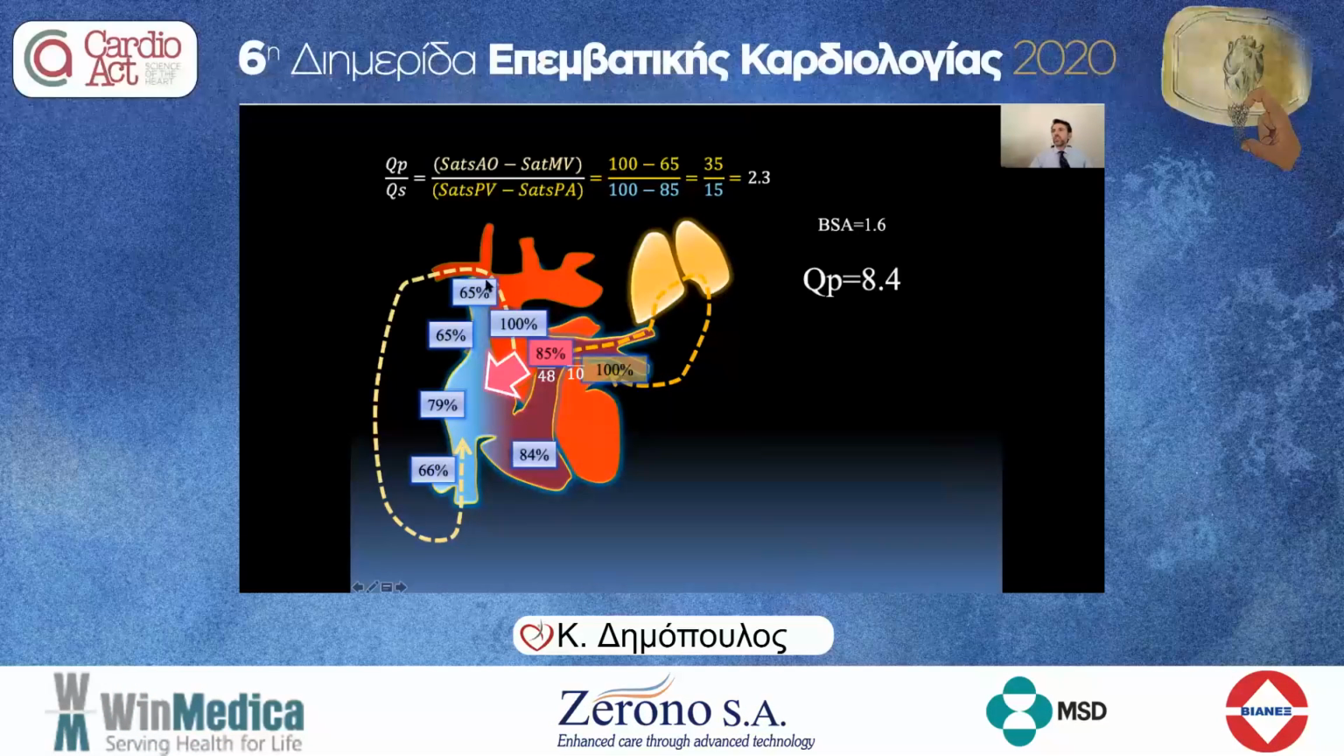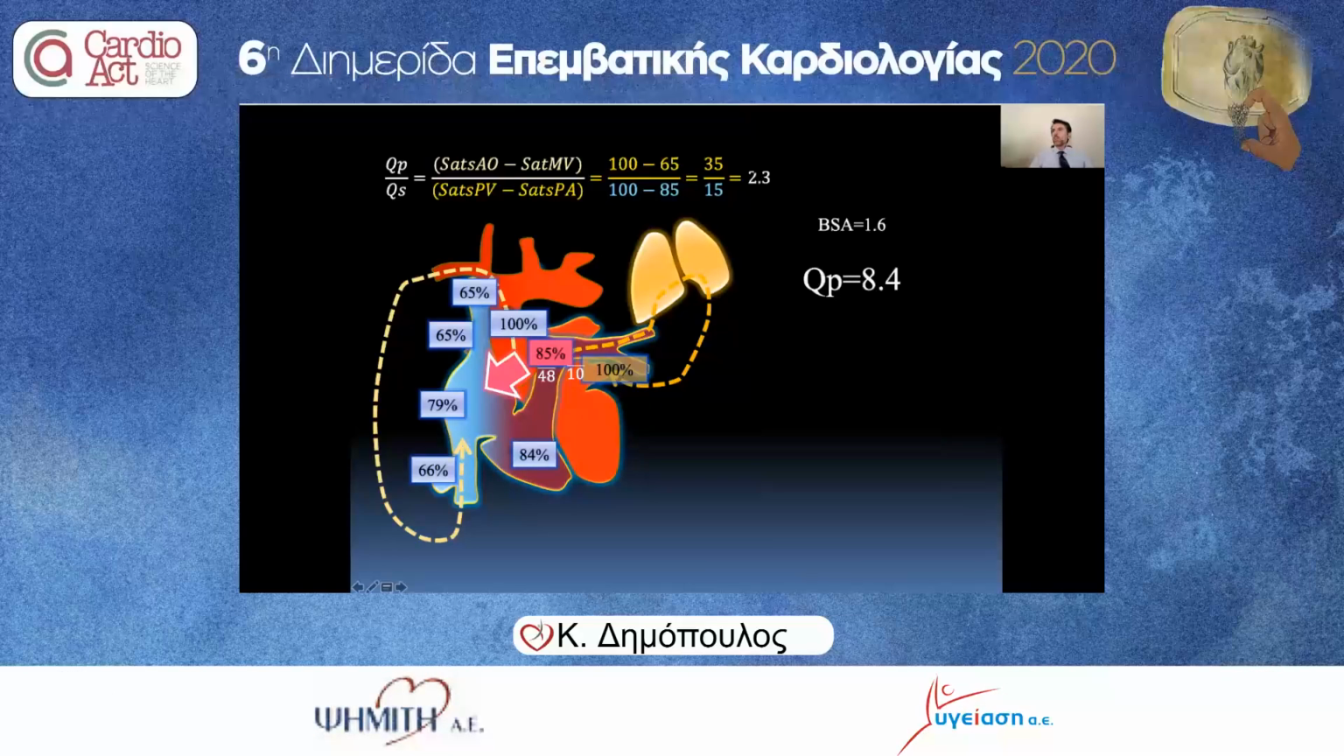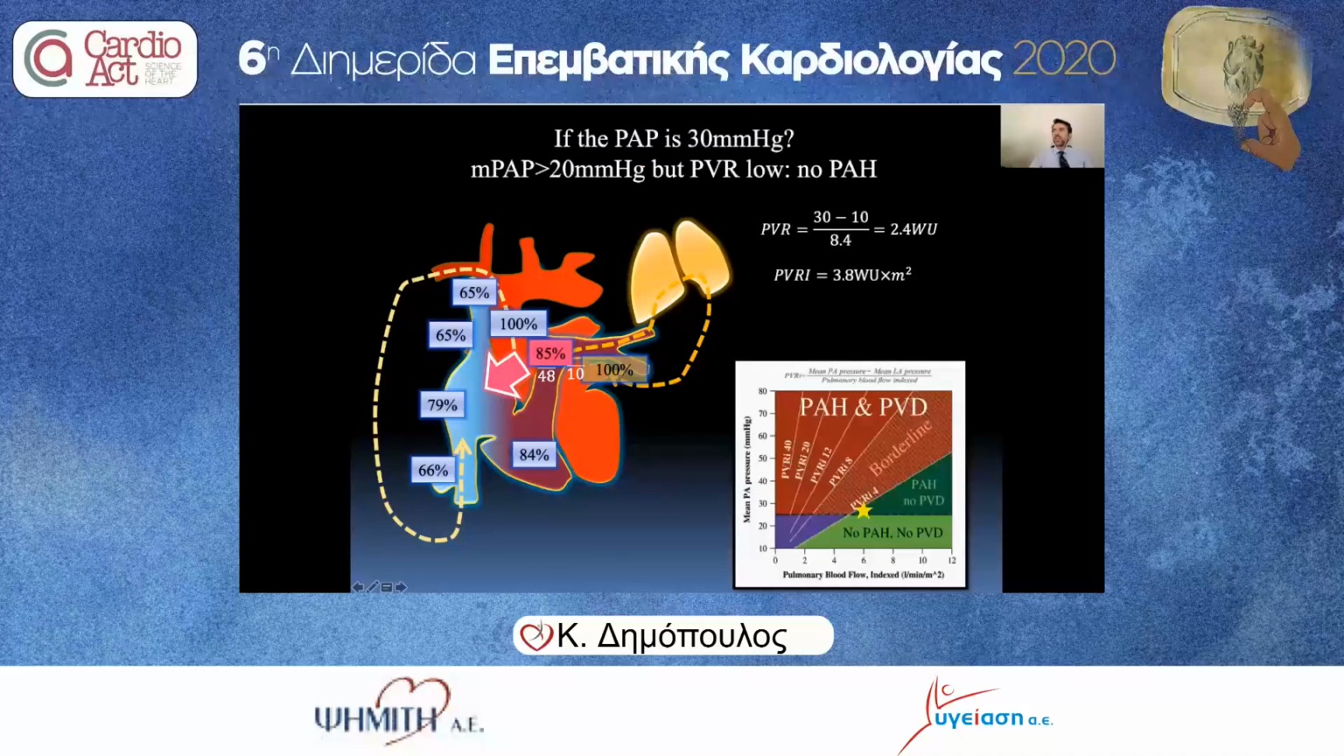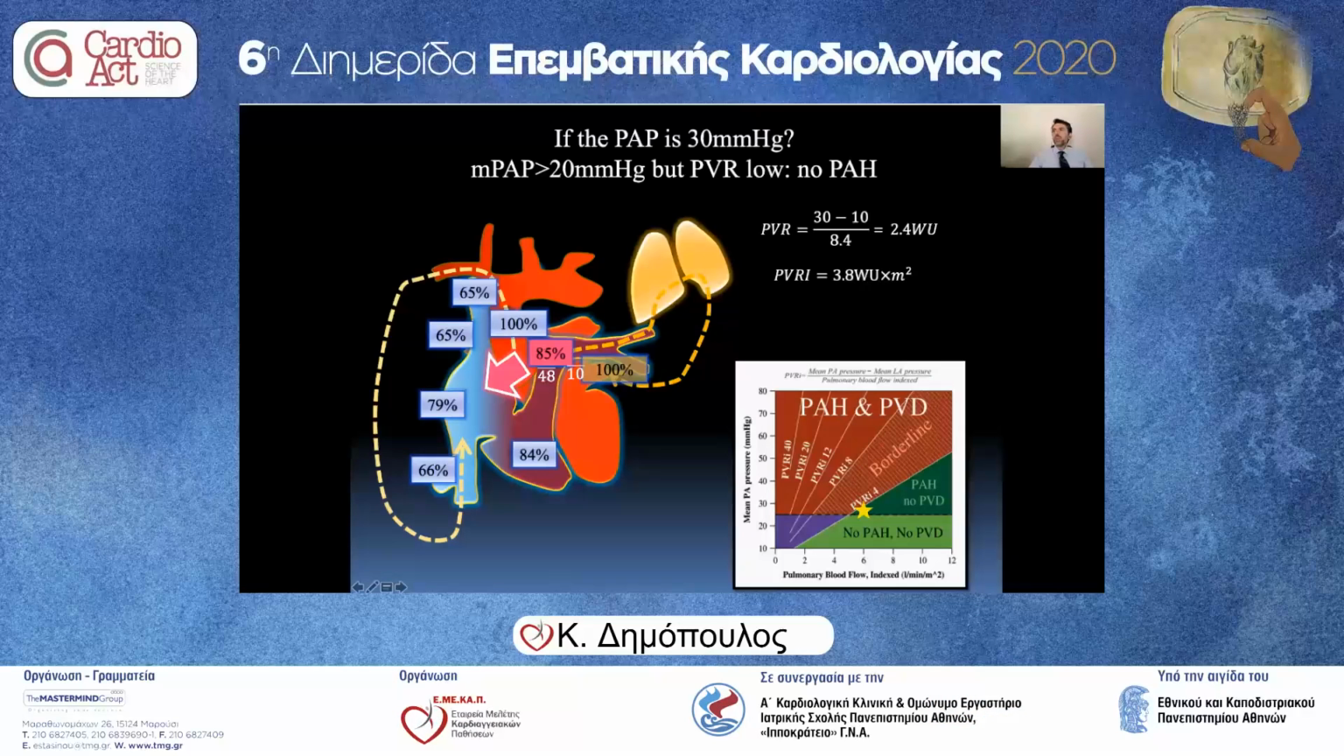A patient's saturations we found go from 65 to 85 because of a shunt at atrial level. We calculate a pulmonary blood flow of 8.4, and we calculated the QP:QS as 2.3, so a significant left-to-right shunt. Let's take two examples. Let's say the patient had a mean PA pressure of 30 millimeters of mercury. We will calculate the transpulmonary gradient with a wedge of, let's say, 10. We'll get a PVR of 2.4.